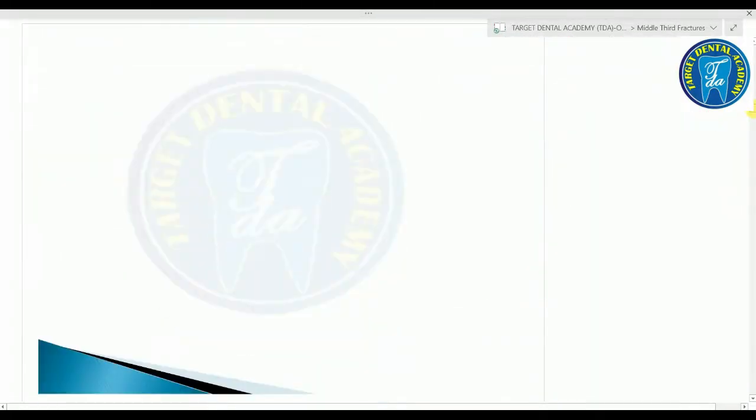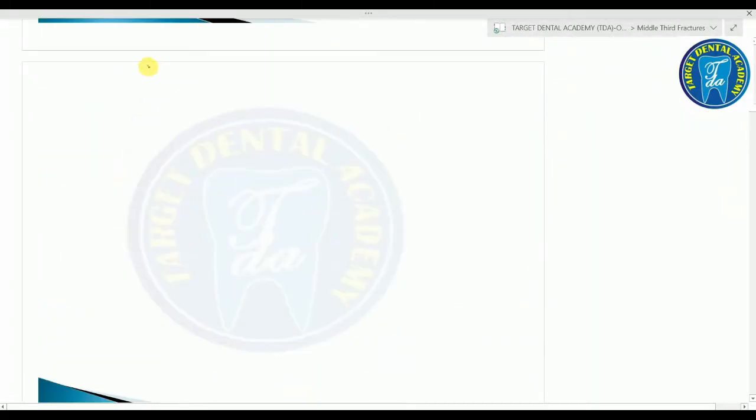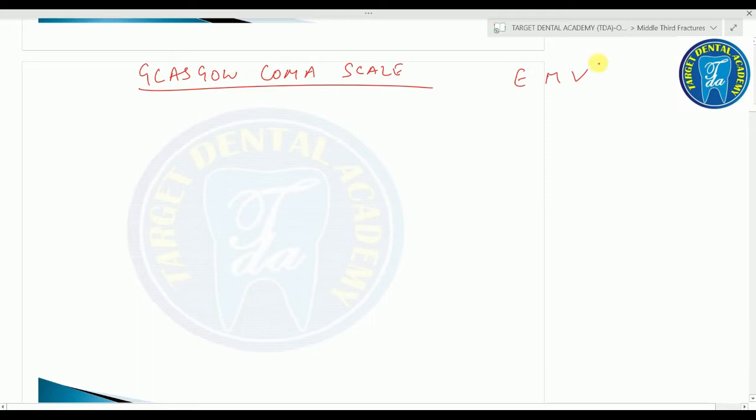So after this, next we are going to discuss a very important scale, that is the Glasgow Coma Scale. Very important, usually asked question or usually asked MCQs. So in this, please keep in mind that we have E, that is eye opening, M, that is best motor response, and V, that is the best verbal response. So we have to scale it on the basis of your eye opening, your best motor response, and your best verbal response.